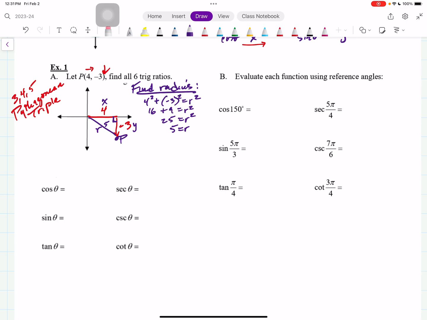So cosine of theta is x to r. So x divided by r, and so that's 4/5. If you know cosine theta, then you know secant theta because it's the reciprocal. So I'm going to write the word reciprocals here.